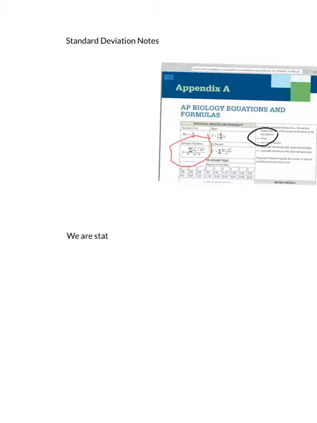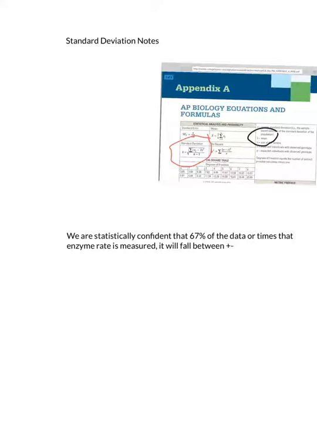We are statistically, because we're using statistics, confident that 67% of the data, or times that enzyme rate is measured, will fall between, and I'm not sure how to do plus minus on this, but you know the little plus with the minus on it, 0.37 milliliters over minutes of the average 0.75.